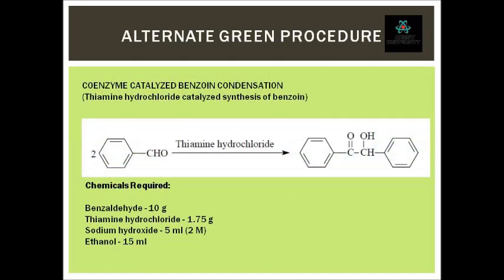Here we come to the alternate green procedure to avoid the highly toxic cyanide. It is coenzyme catalyzed benzoin condensation, where we use thiamine hydrochloride catalyzed synthesis of benzoin. The chemicals required are benzaldehyde, thiamine hydrochloride, sodium hydroxide, and ethanol. Two moles of benzaldehyde react in the presence of thiamine HCl to give benzoin.